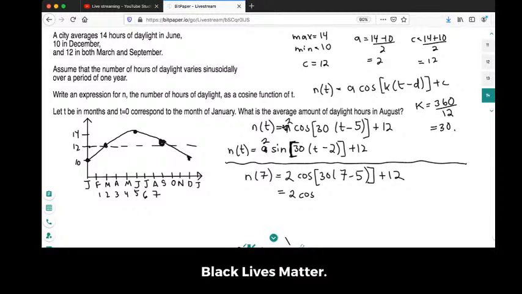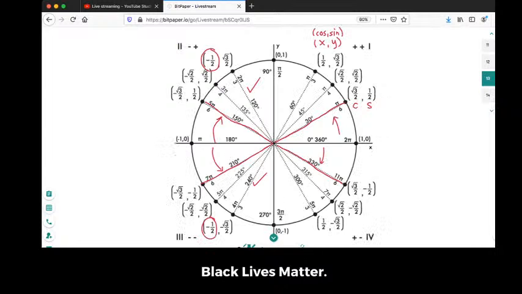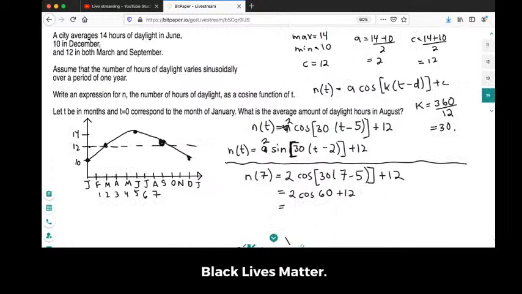Okay, so here I get 60, so the cos of 60 degrees. Again, remember that we're doing this starting here, then multiplying by this, then doing this. Let's look at the unit circle. The cos of 60 degrees is a half. So this becomes 2 times 1/2 plus 12, which equals 12 plus 1, which is 13. So the average amount of daylight hours in August is 13 hours.